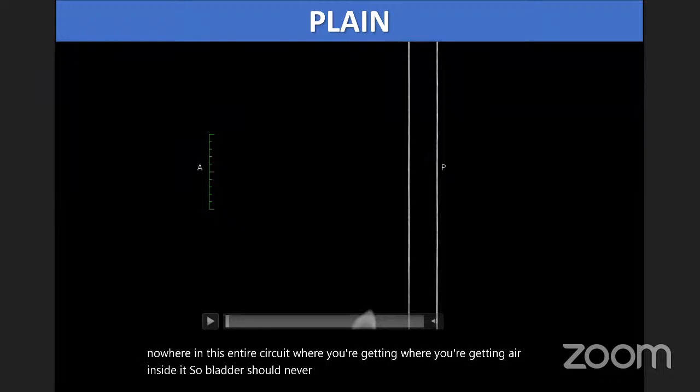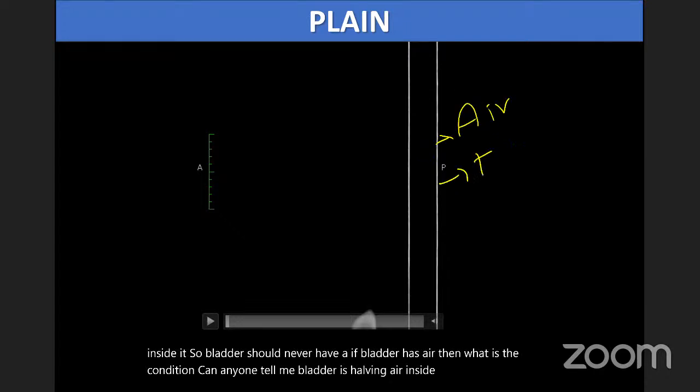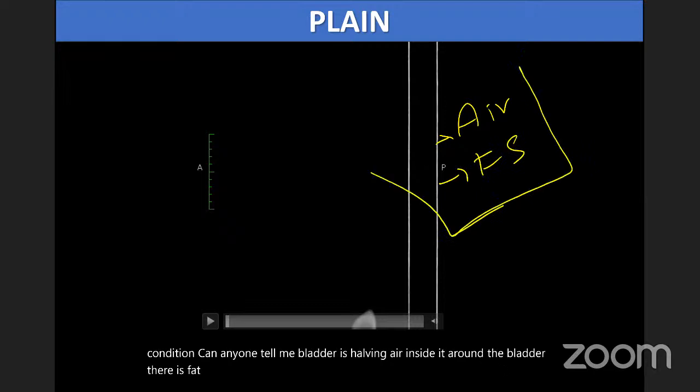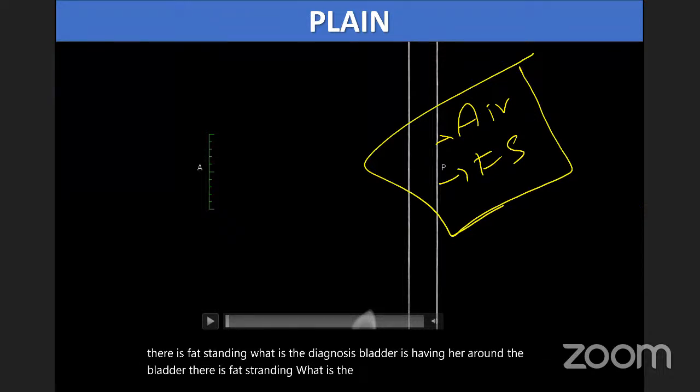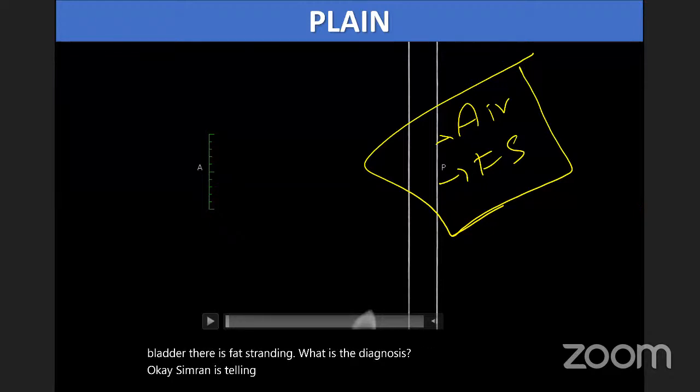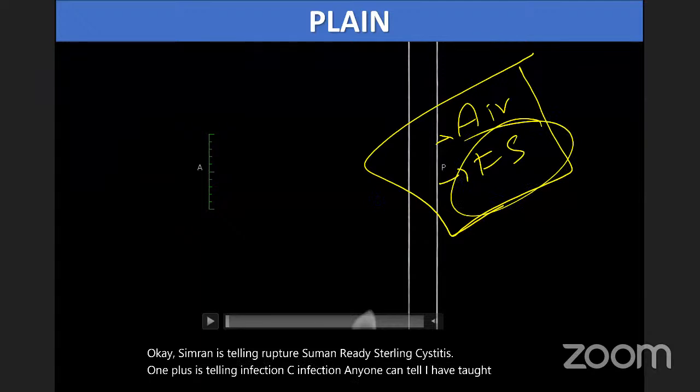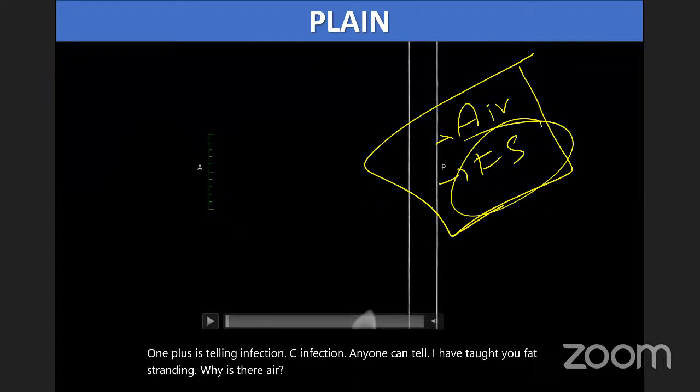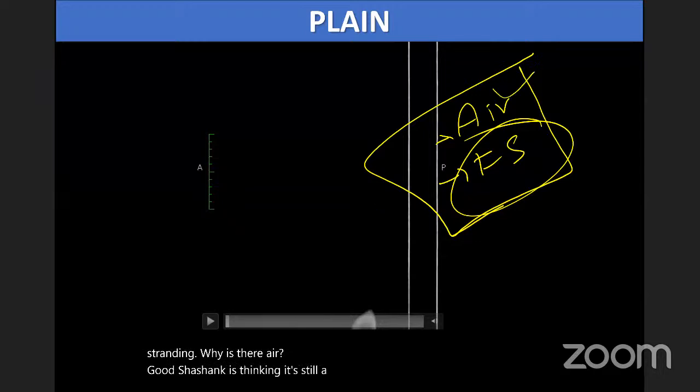If the bladder has air, then what is the condition? Can anyone tell me: the bladder is having air inside it, and around the bladder there is fat stranding. What is the diagnosis? Okay, Simran is saying rupture. Suman Reddy is saying cystitis. OnePlus is saying infection. See, infection, anyone can tell. I have taught you fat stranding. Why is there air? Good. Shashank is thinking it's a fistula. Good. Yes, it can be a fistula.